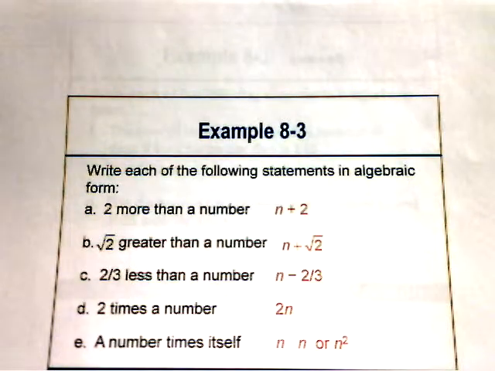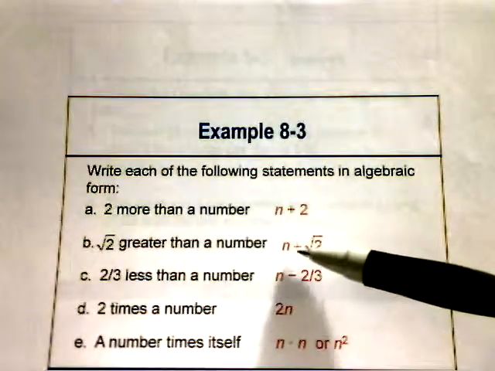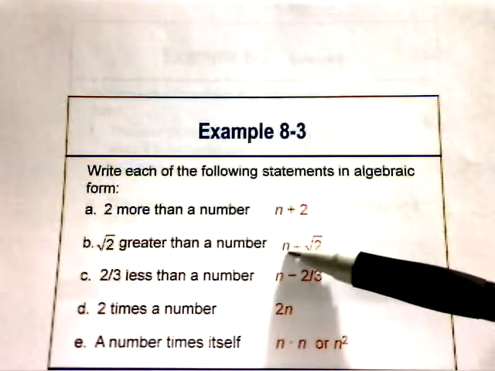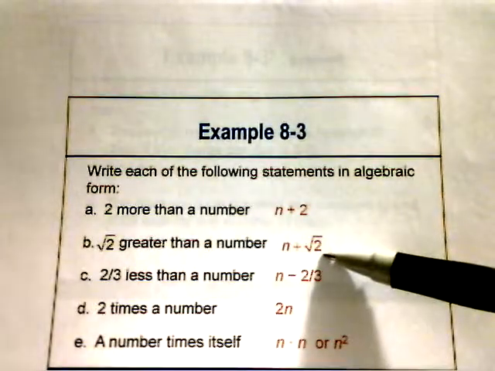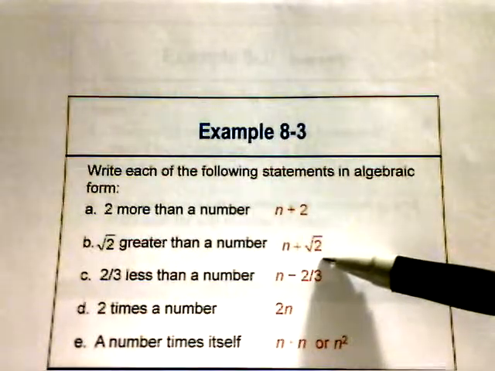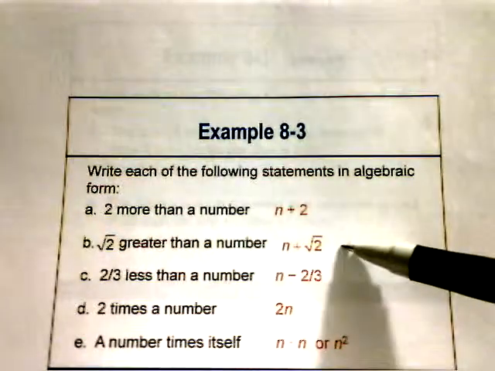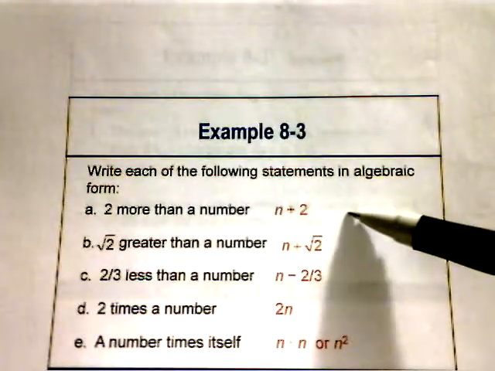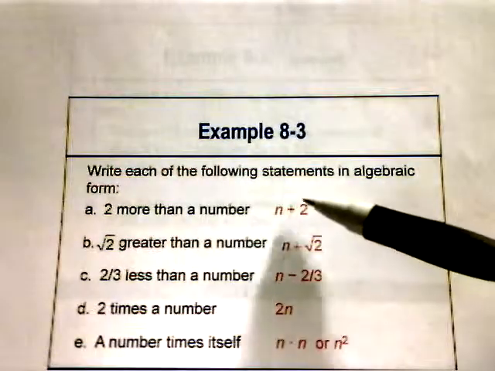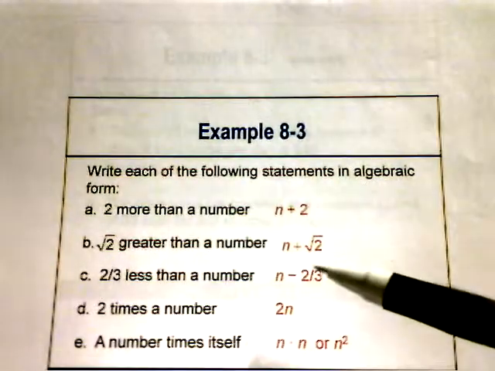Part B, the square root of 2 greater than a number. The phrase greater than also means addition, so we have a number, which is n, plus the square root of 2, which represents 2 greater than a number. Or you can say the square root of 2 plus n, just like we can say 2 plus n as opposed to n plus 2. Either way, you'll get it, they represent the same phrase.